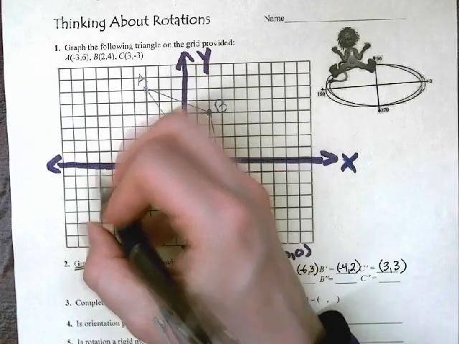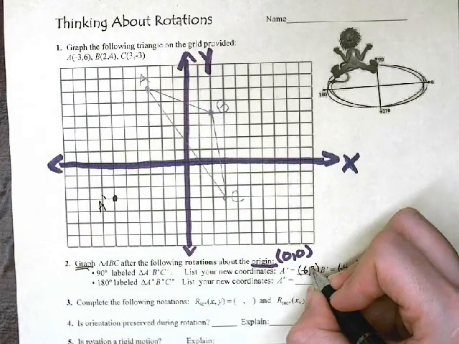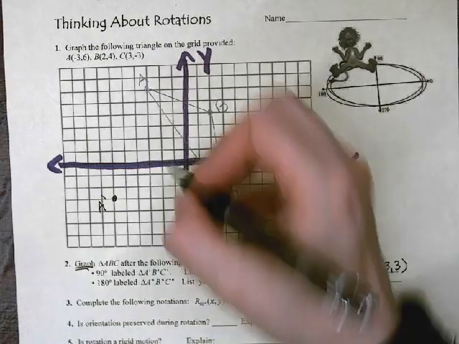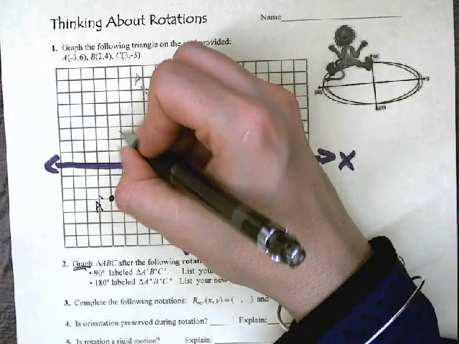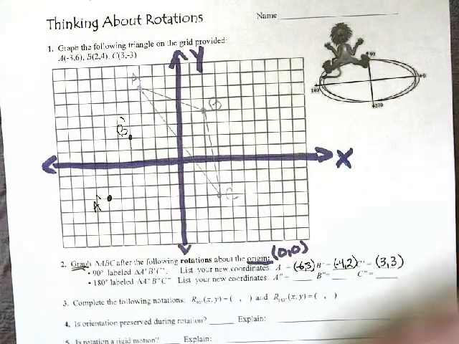Here's where the A prime was, or should have been. This coordinate should be -3. Okay. B is going to be -4, 2. So there's now going to be my B prime coordinate. And the C prime coordinate will be 3, 3.